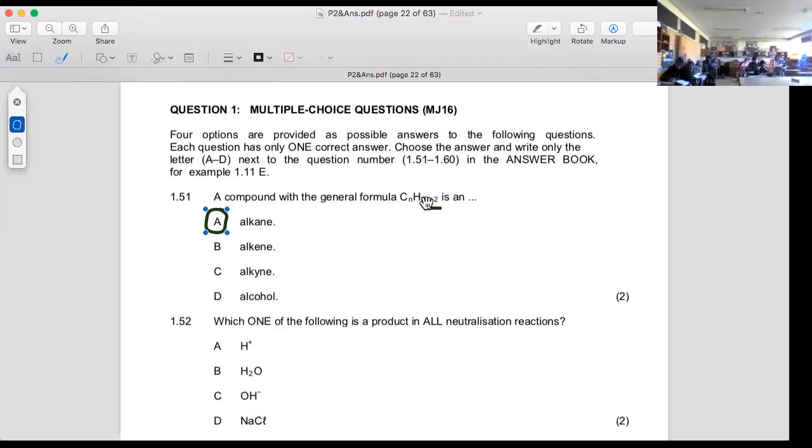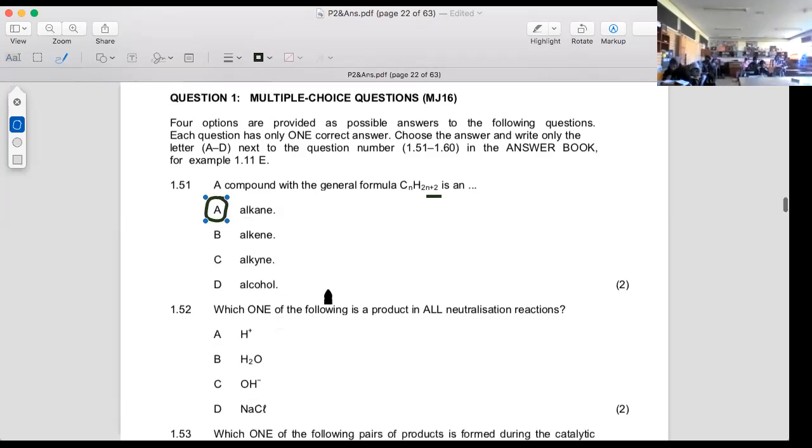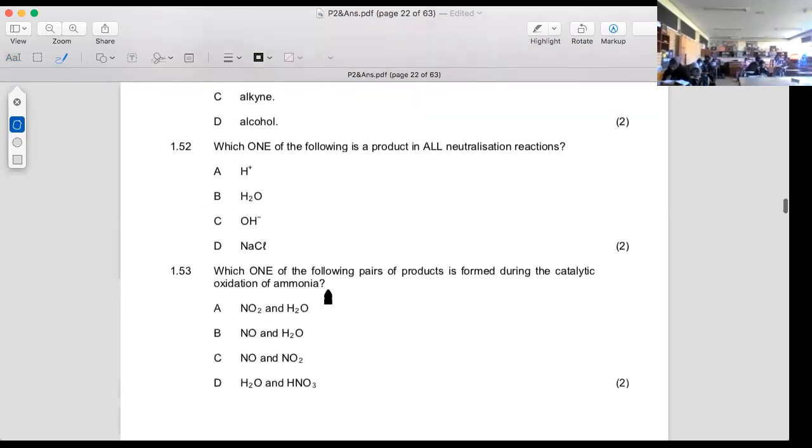Alkenes are CnH2n, no plus 2. Alkynes are CnH2n minus 2. Alcohols are CnH2nOH. Okay.